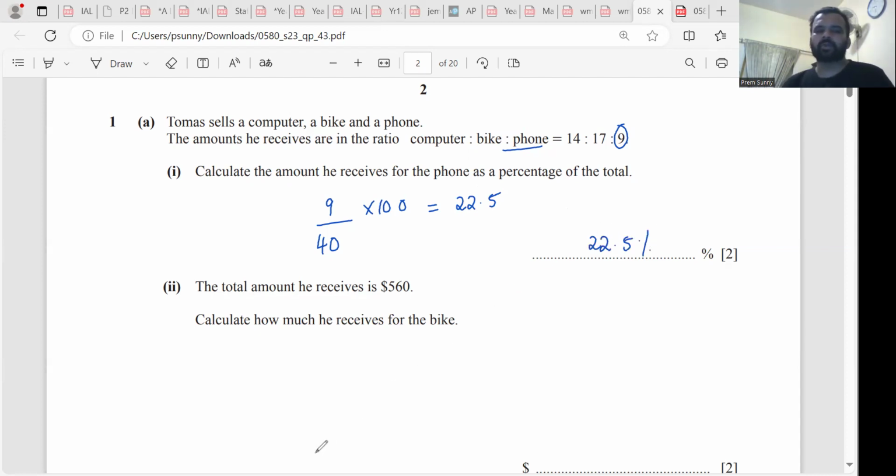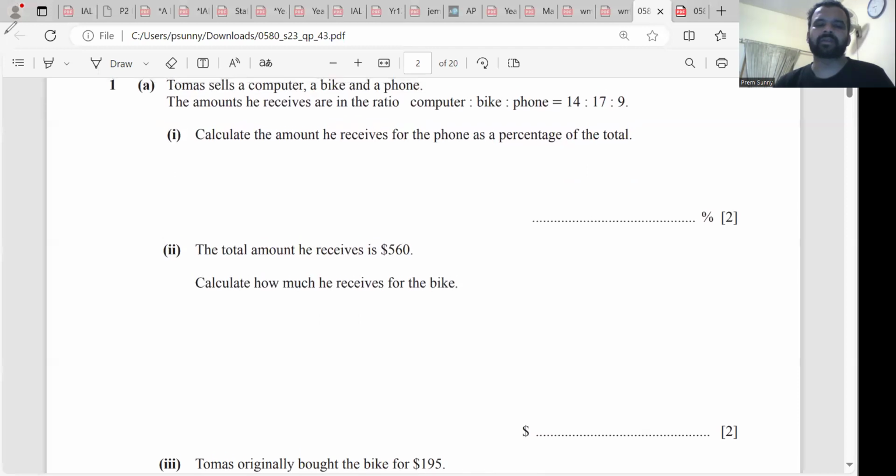So we are done with question number 1A, first subdivision. So let's move on to the next subdivision here. The total amount he receives is 560. So it's given that after selling the computer, bike and phone, he'll be getting the total amount as 560. Calculate how much he receives for the bike.